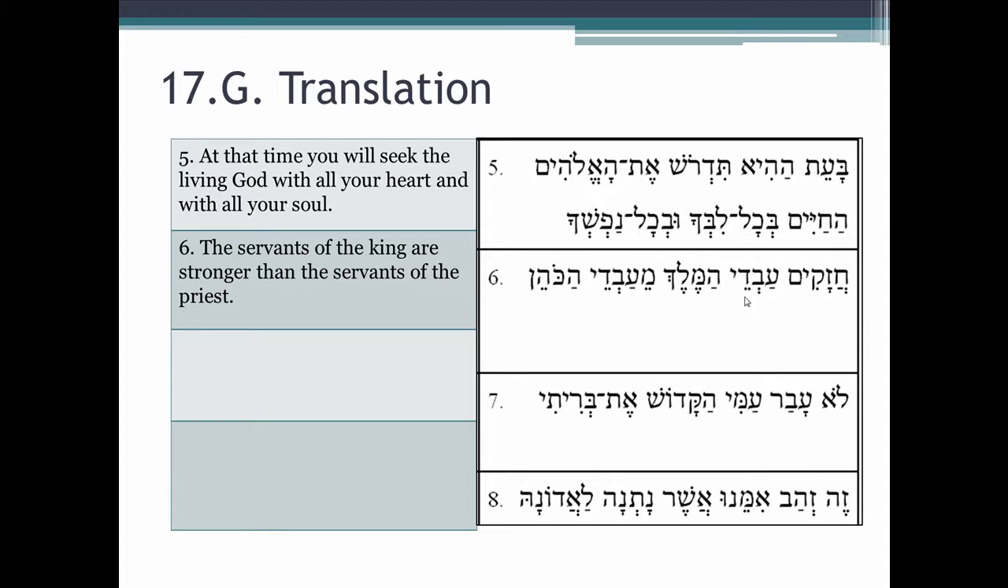Number 7, lo avar ami hakadosh et beriti. So we have the negator, and avar was our verb. Again, we know our vocabulary, so we know this is a verb. Is there a prefix? Nope. Must be a qal perfect then. So ami is probably going to be the subject, and we have to incorporate the adjective. So my holy people will not break, or will not transgress, et beriti, the covenant of me. Here's a noun with a suffix, my covenant.